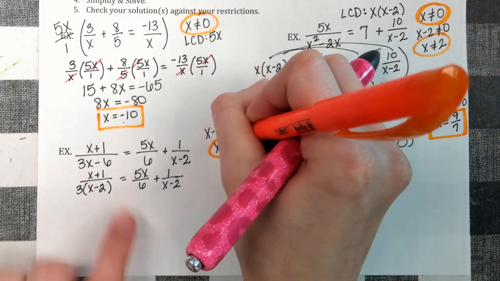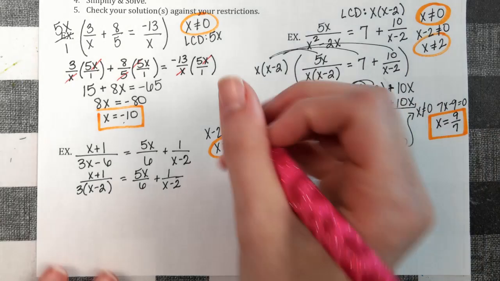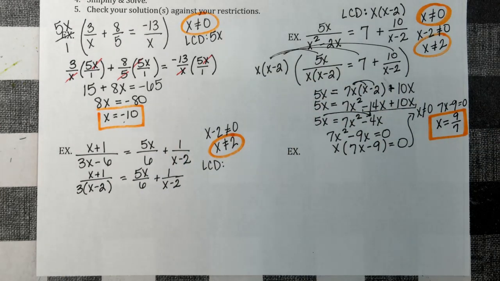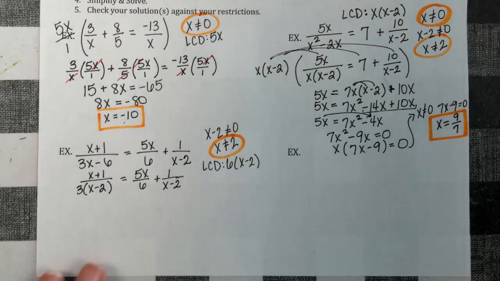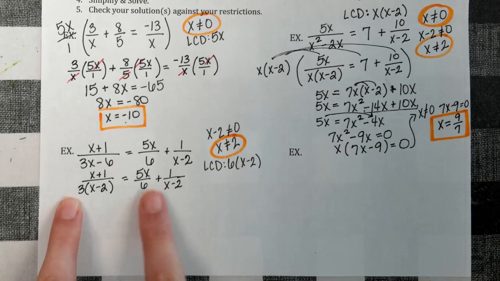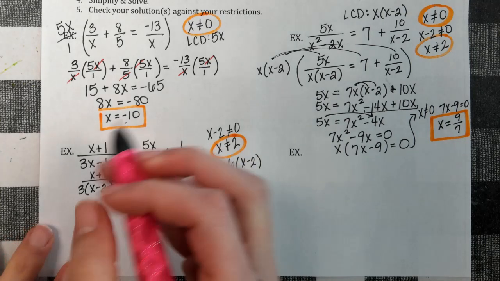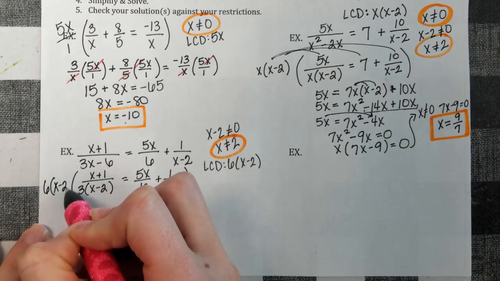I don't do anything with the 6, I don't do anything with the 3 because those don't have x's. Okay? So now I want you to look at those denominators. What is going to be your LCD? 6 times x minus 2. So the x minus 2 is already common, and then between 3 and 6, my common denominator would be the 6. Okay? Do we all understand how we get that? So now we're going to multiply the entire equation by 6 times x minus 2.